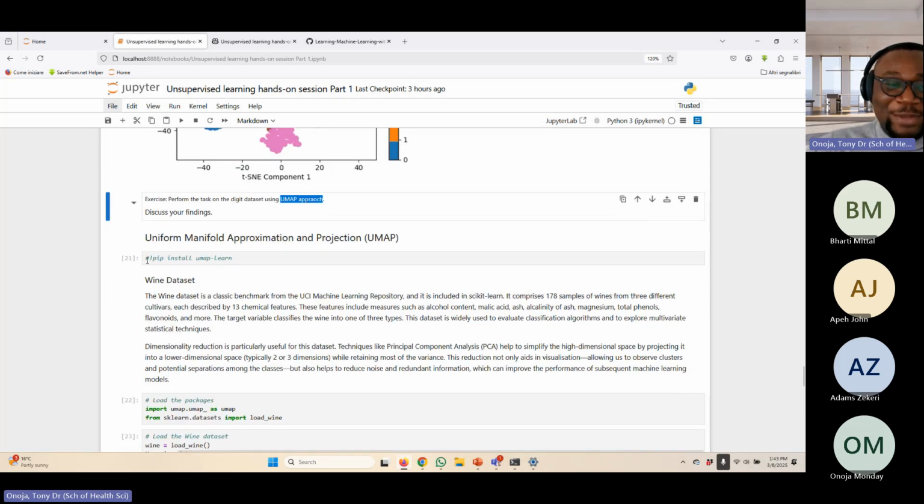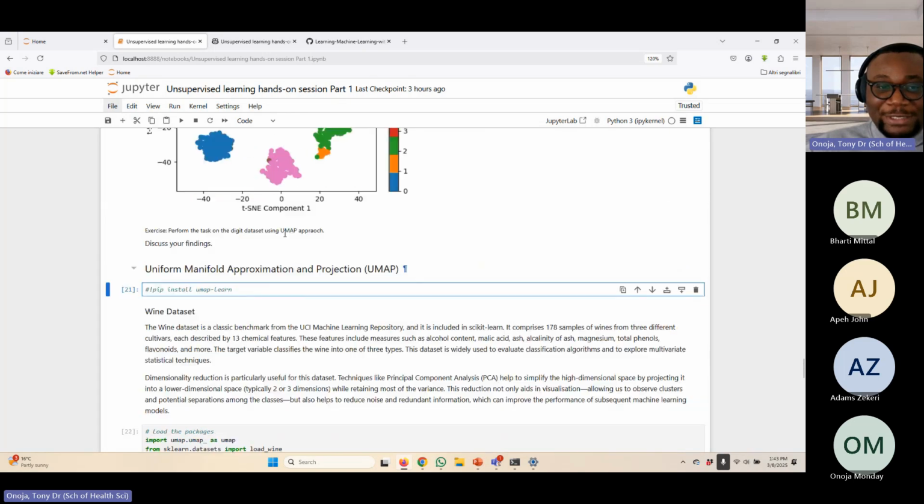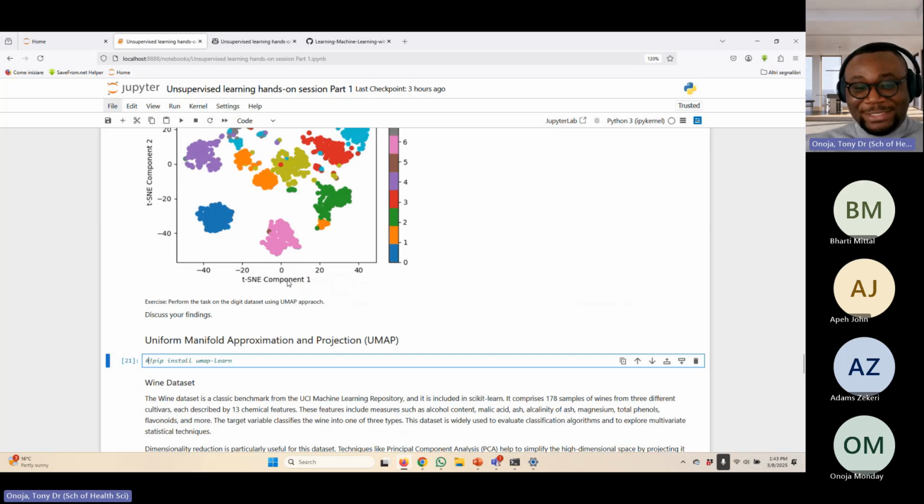For you to do the UMAP, you will have to install the package. That's why I put the installation. All you need to do is just remove the hash, and then you run it. But make sure you load the right package. Once you do that, then you'll be able to do the UMAP. But I didn't do it because I left this one as an exercise for you.